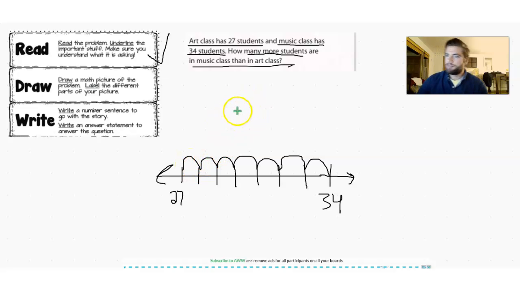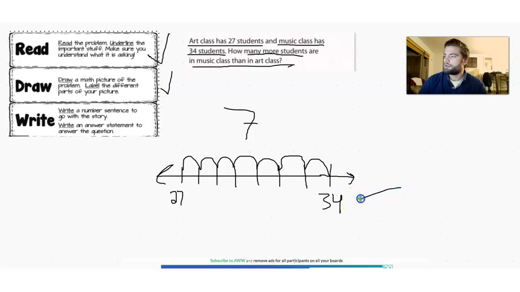So that tells us that we jumped 7 times. Whoa, what happened there? We jumped 7 times. And that tells us we have 7 more students in music class than in art class. So we drew our picture.